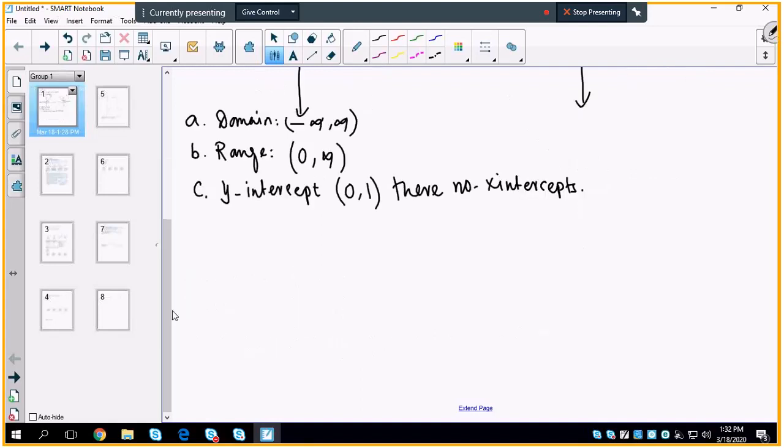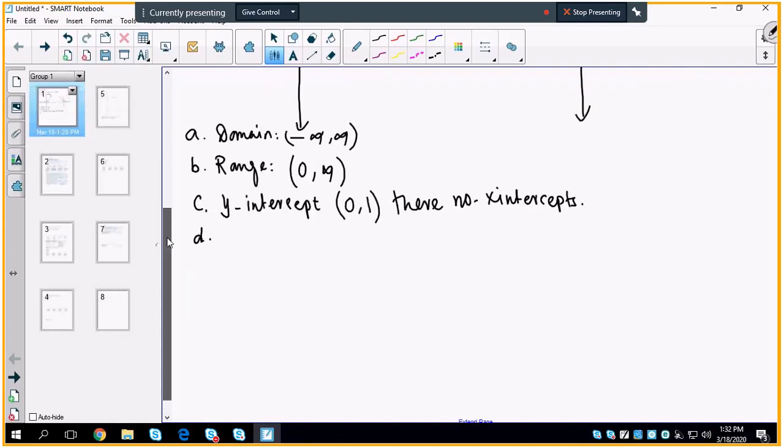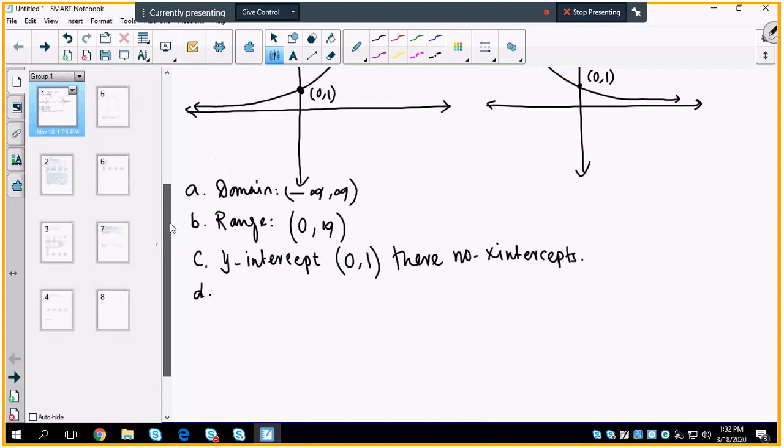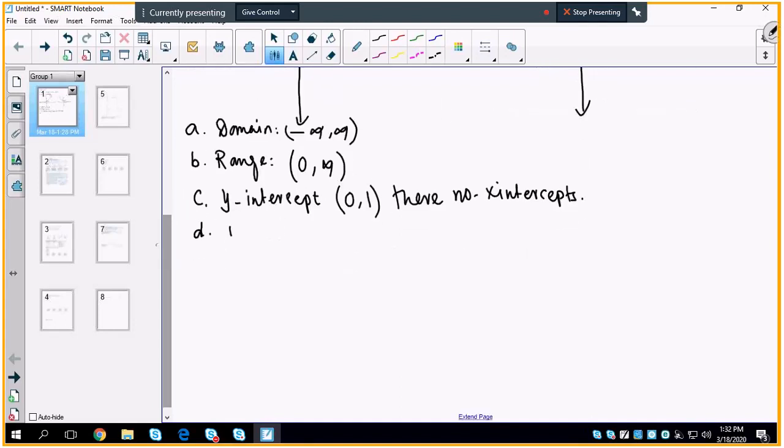We have talked about asymptotes. Since the graph is getting closer and closer to the x-axis, I will say the horizontal asymptote in either situation is the x-axis, or the line y = 0. And I will say there is no vertical asymptote for exponential functions.